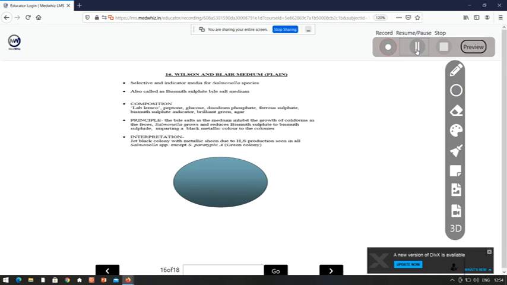bismuth sulfite to bismuth sulfide, imparting black metallic colored colonies. So in case of Salmonella growth, we can see jet black colored colonies with metallic sheen due to H2S production, seen in all Salmonella species except Salmonella paratyphi A, which produces only green colored colonies, not the jet black colored colonies.